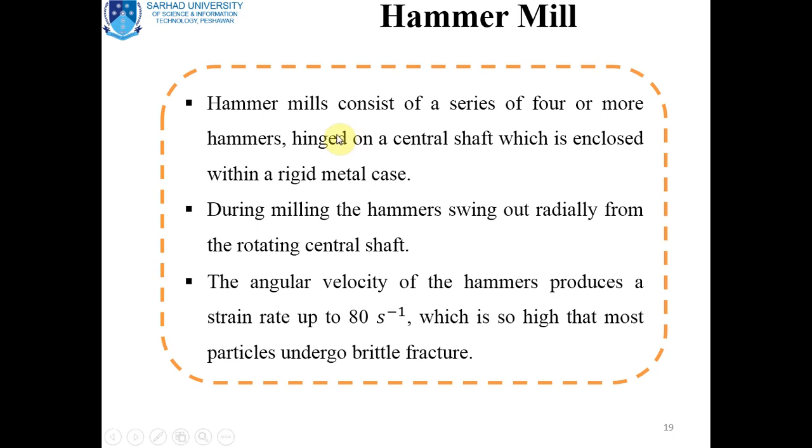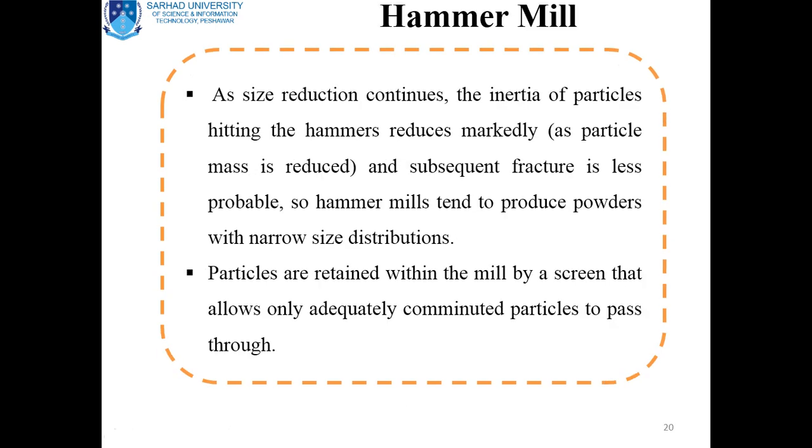Hammer mill consists of a series of 4 or more hammers hanging on a central shaft which is enclosed within a wedged metal case. During milling, the hammers swing out radially from the rotating central shaft. The angular velocity of the hammer produces a strain rate up to 80 per second, which is so high that most particles undergo brittle fracture. As size reduction continues, the inertia of the particle hitting the hammer reduces markedly as particle mass is reduced. As subsequent fracture is less probable, hammer mills tend to produce powder with narrow size distribution.